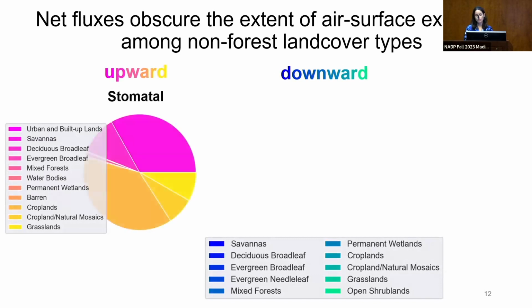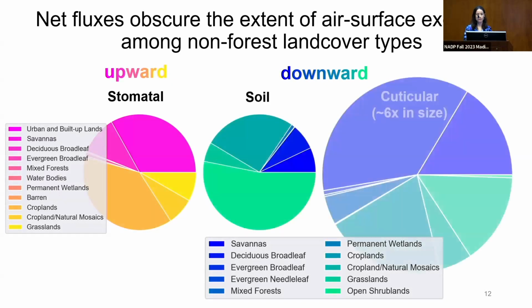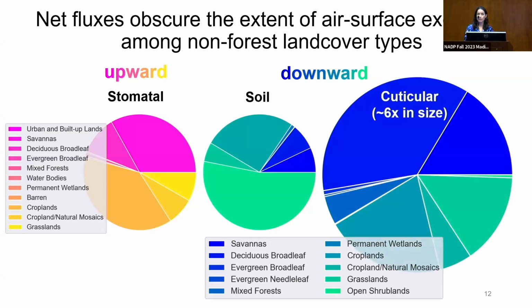So we see generally that stomatal fluxes are upward or emissive, whereas soil and cuticular fluxes tend to be downward. The pie charts are not quite to scale, but I just want to mention that cuticular fluxes are generally in magnitude much larger than either the stomatal or soil fluxes. They're about 6 times the size of either of the other two pathways.